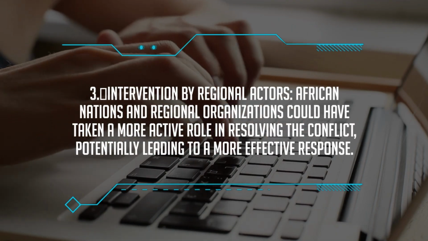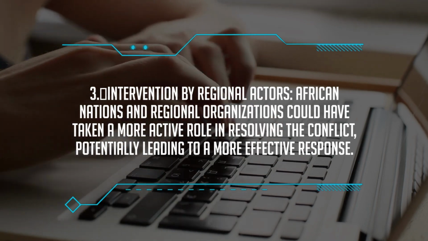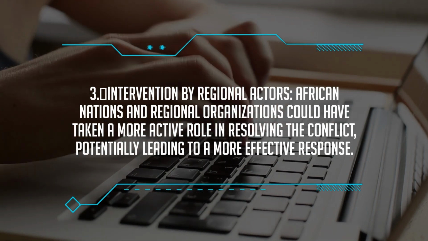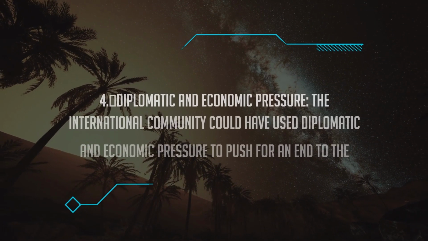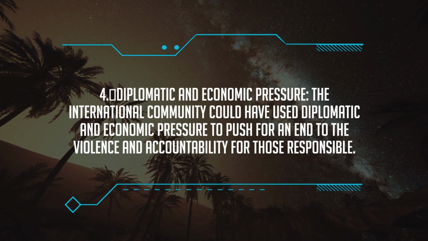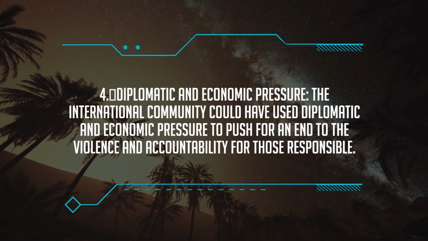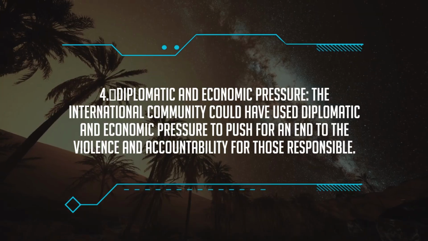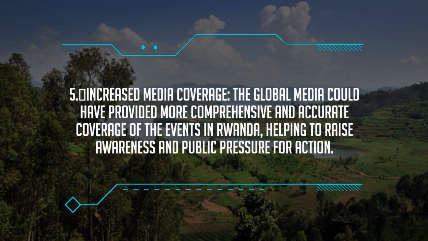Intervention by regional actors. African nations and regional organizations could have taken a more active role in resolving the conflict, potentially leading to a more effective response. 4. Diplomatic and economic pressure. The international community could have used diplomatic and economic pressure to push for an end to the violence and accountability for those responsible.